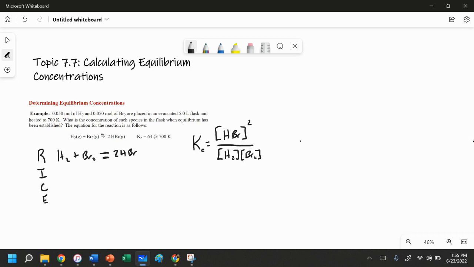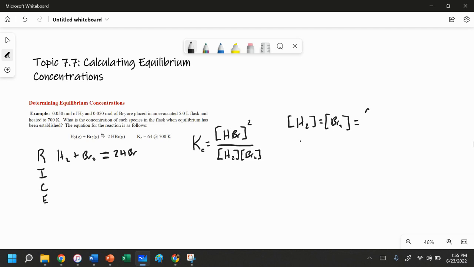Now, we are given the moles of the substance, but remember Kc is the equilibrium constant for concentration. So we actually need to find out the concentrations of our hydrogen and our bromine when they're placed in this 5-liter container rather than just plugging in moles. So we've got to first convert to concentration. And since we're given the same number of moles of hydrogen and the same number of moles of bromine, their concentrations are going to be identical to one another. So we only have to do this calculation once, which is nice.